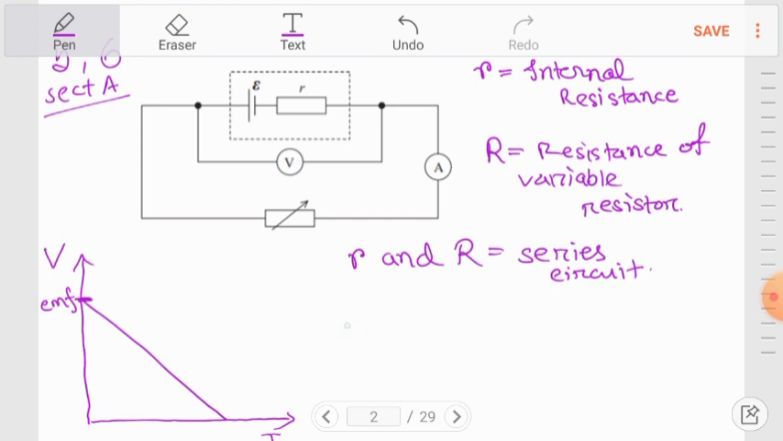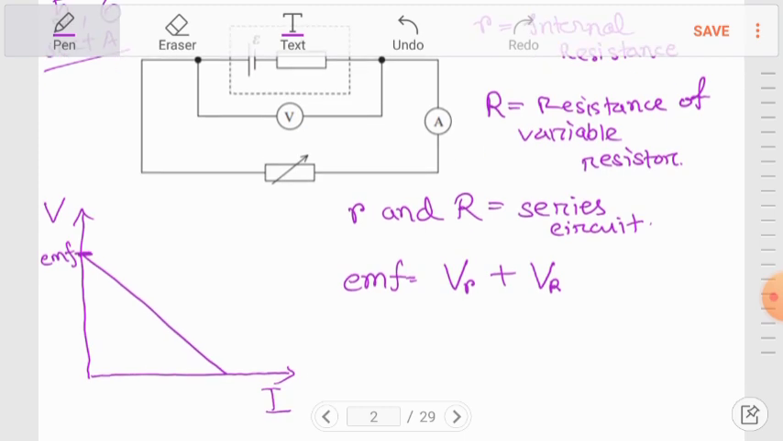So the value for total EMF, we can write it as the voltage of the internal resistance, V subscript r, plus the voltage of the variable resistor, V subscript R. This is an equation indicating the total EMF for this circuit, and how it gets divided between the internal resistance and the variable resistor.